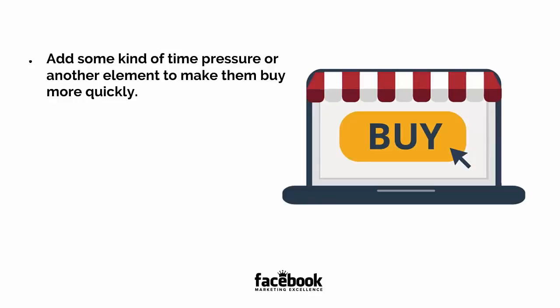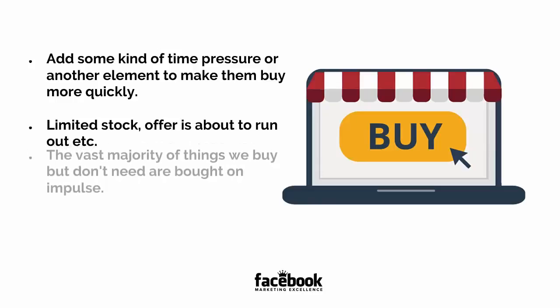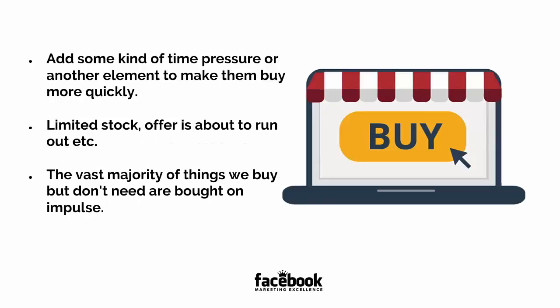Another trick is to try adding in some kind of time pressure or another element that will convince them to buy more quickly. Insinuating that you have limited stock or that your offer is about to run out will encourage people to act on impulse and click the buy button. This is important because actually the vast majority of things we buy that we don't absolutely need are bought on impulse. They're purchased as a result of emotions we felt at the time, and if we're given time to go away and think about it, we'll often come to the conclusion that we don't need it. So get them to act fast by saying your product is available for a limited time only.